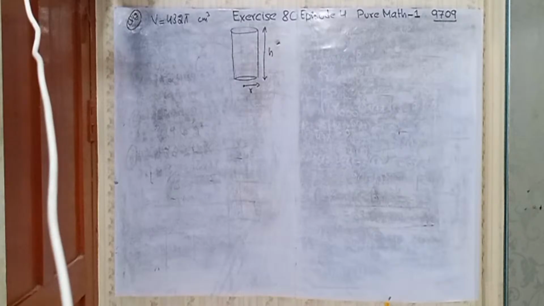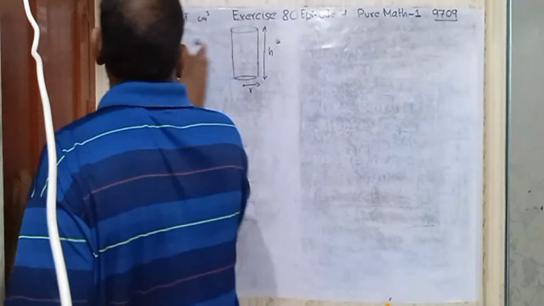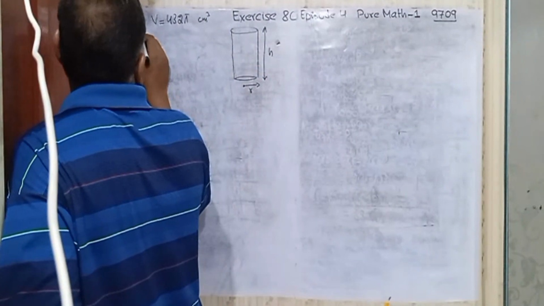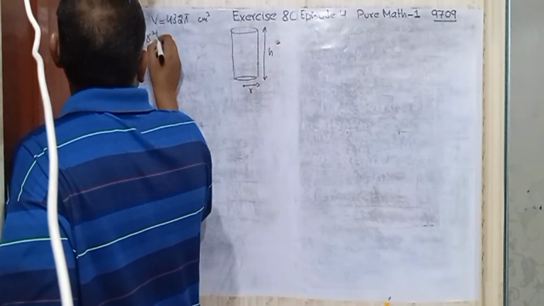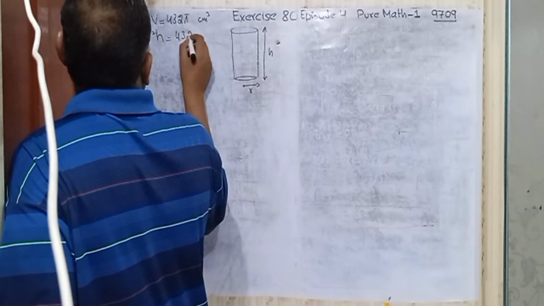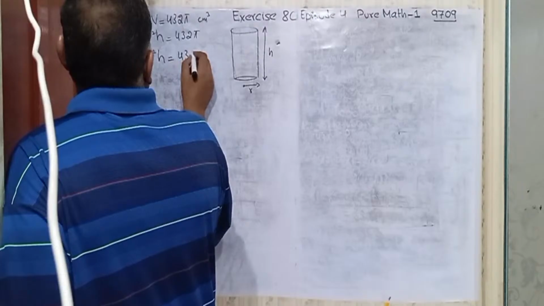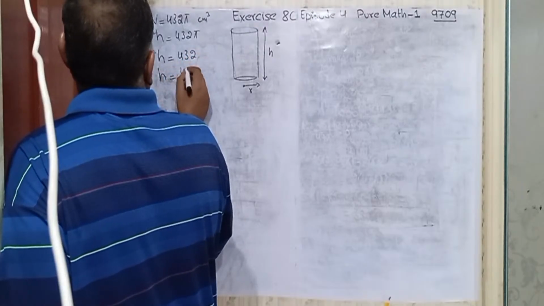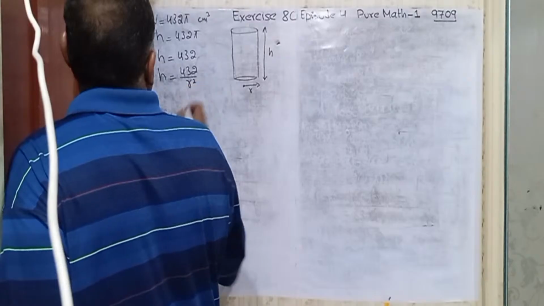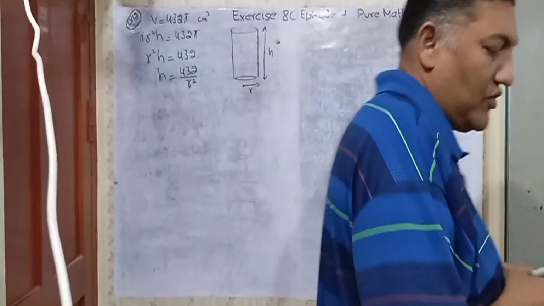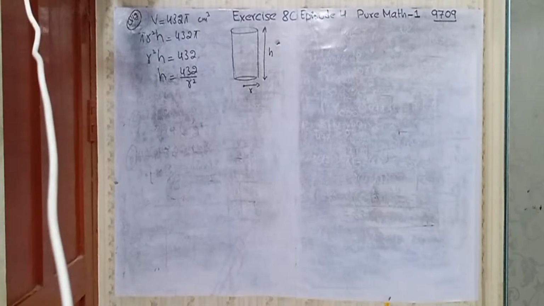Okay. So what I will do, the volume of the cylinder is pi r square h. That is 432 pi. Pi will be gone. So r square h equals 432. So the h will be equals to 432 divided by the r square. So I just found the h in terms of r. Okay, h in terms of r. Question number 12, 432 by r square. So my answer is right.